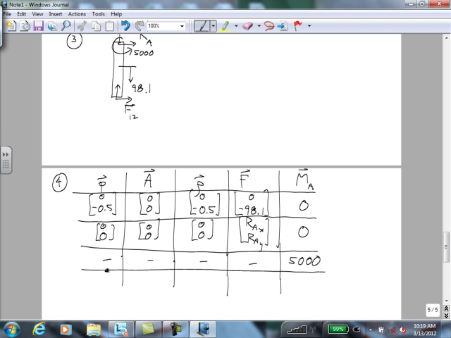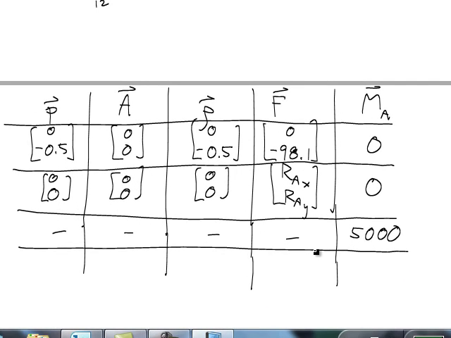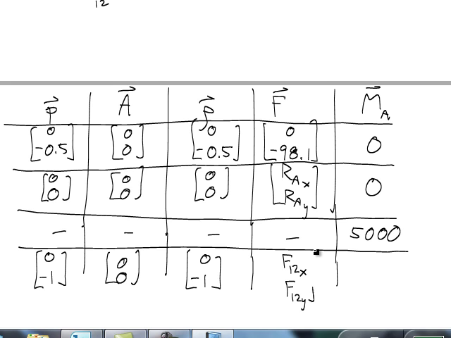The last load that we have to deal with is this F12. That acts at 0, -1. The about point is zeros. So the row vector is 0, -1. The force is F12x, F12y. And so the moment is F12x.